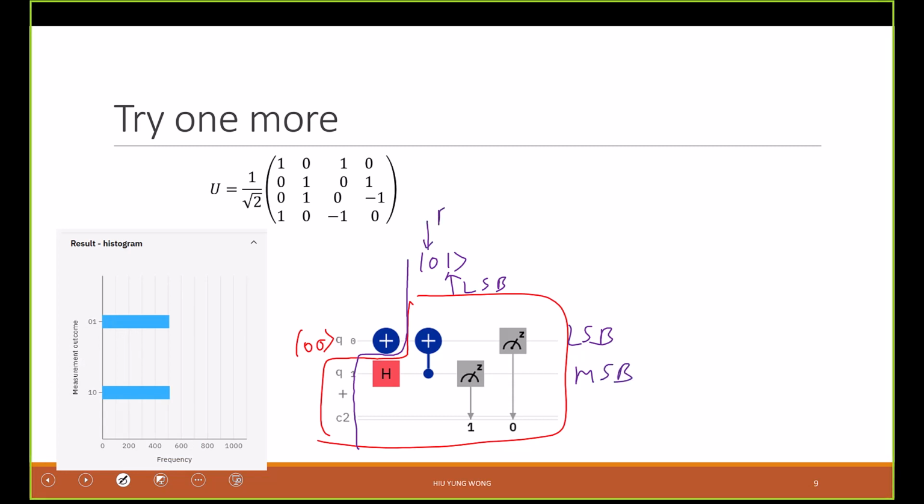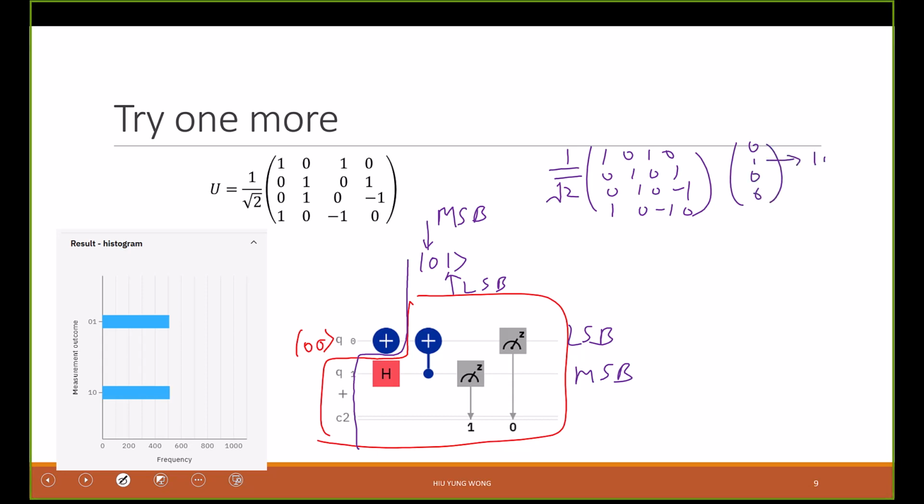This is MSB. Is that okay? So basically, I'm still using the same circuit, but equivalently, what I'm inputting is 0, 1. So what I need to find is 1 over square root 2 times the matrix 1, 0, 1, 0, 0, 1, 0, 1, 0, 1, 0, negative 1, 1, 0, negative 1, 0. This is the matrix of the whole circuit, and it is applied to 0, 1, 0, 0, because this is saying that I have 1 unit of 0, 1.